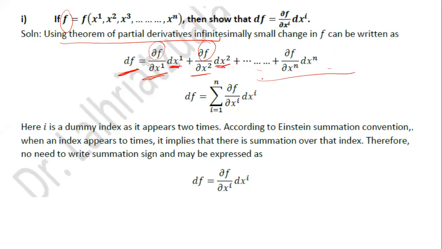So this is a summation from i equal to 1 to n here. So you just put the summation sign. And according to Einstein's summation convention, see here, there are two indices i and i here. You don't really need to put this summation sign. So you can simply write it like this.